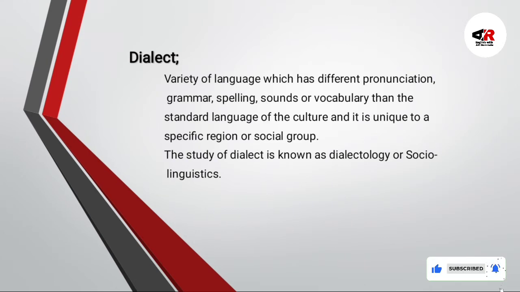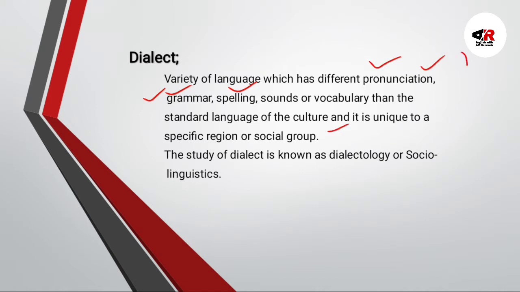So the first one is dialect. Varieties of language, the first type is dialect. A variety of language which has different pronunciation. In dialect we have different pronunciation, grammar, spelling, sounds or vocabulary than the standard language of the culture, and it is unique to a specific region or social group. The study of dialect is known as dialectology or sociolinguistics. In dialect, these three words are important. Pronunciation, grammar, spelling and sounds or vocabulary differ from the standard language of the culture, and it is unique to a specific region or social group.